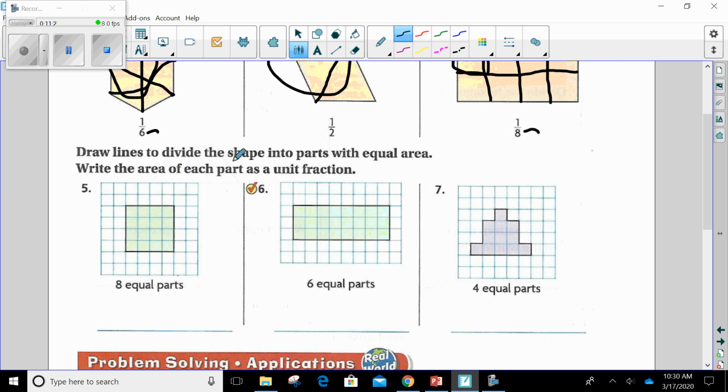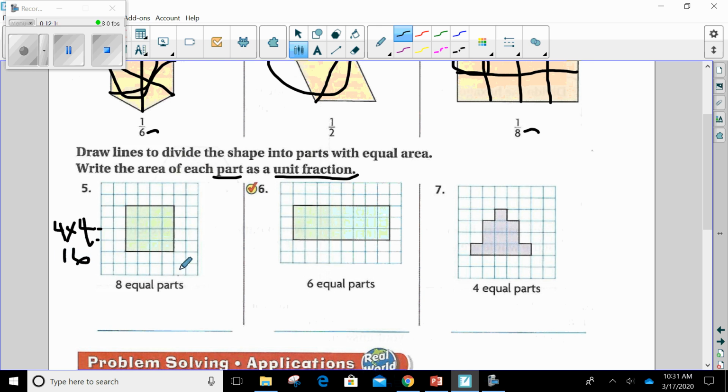Now we're going to draw lines to divide the shape into parts with equal area. Write the area of each part as a unit fraction. It's going to be 1 over something. Okay, so it's 8 equal parts. Well, let's figure out how many squares are in here. We have 1, 2, 3, 4, 5, 6, 7, 8, 9, 10, 11, 12, 13, 14, 15, 16. Or you could count 4 rows of 1, 2, 3, 4. And that equals 16, right?